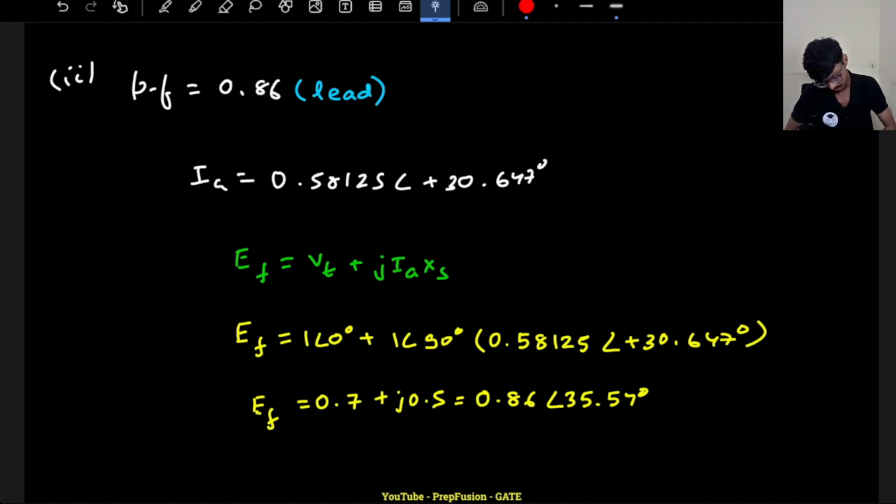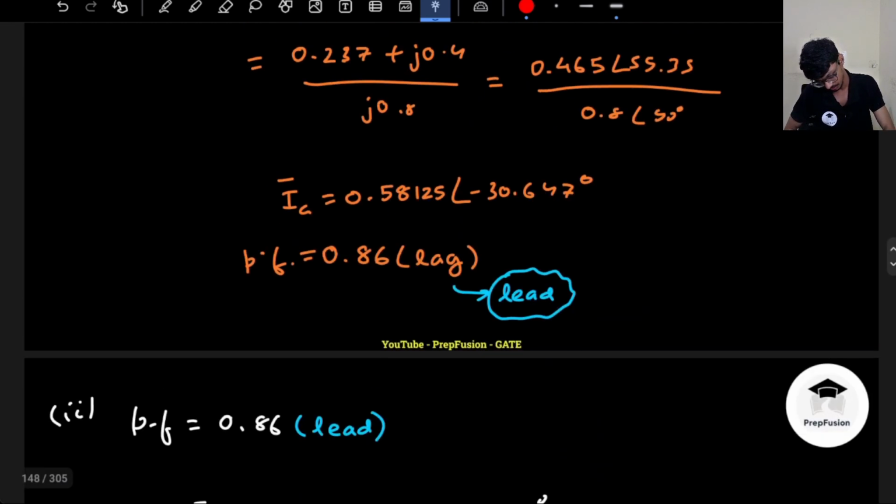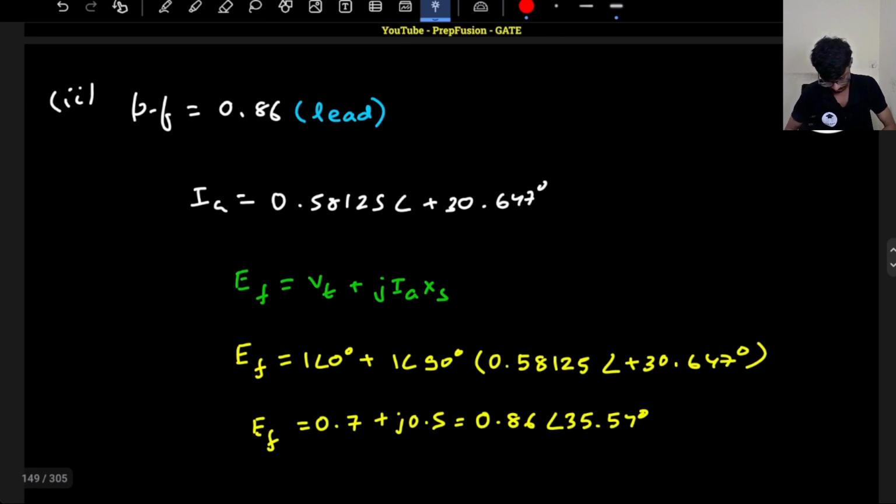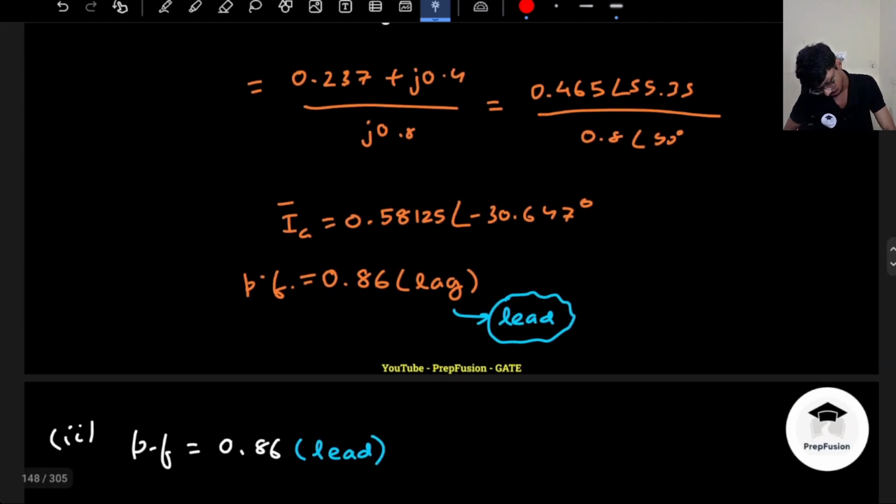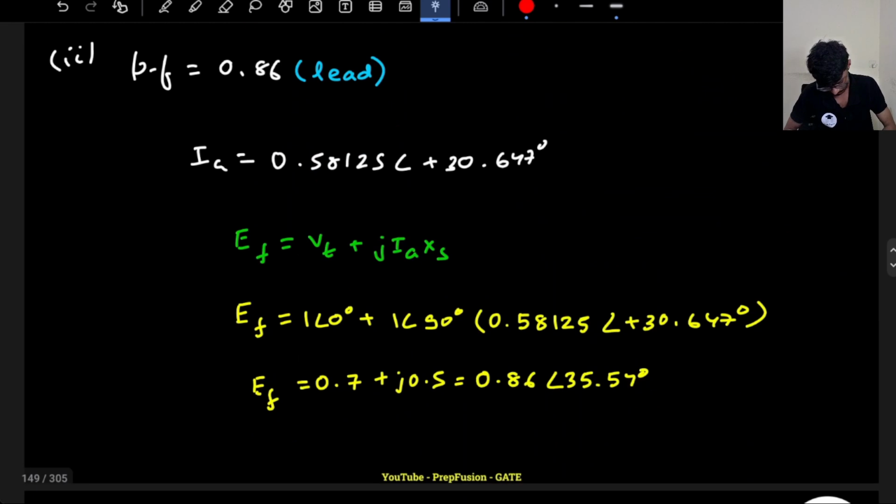So this is 30, this is 30, right? 30.6, 120.647 cos of this plus 1. Now it is coming out something else. 120.647 cos of this into 0.58125. IA should not change, IA magnitude will be same, plus 1. It is coming out to be 0.703 only. So 0.704.